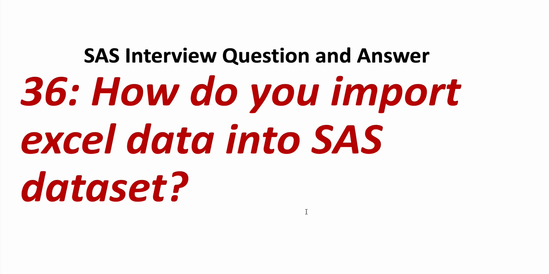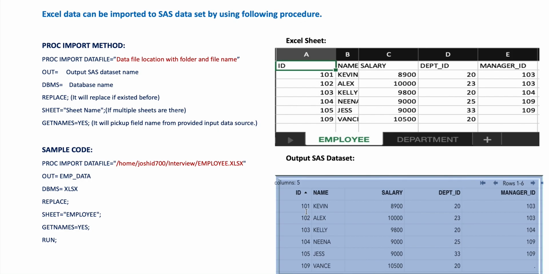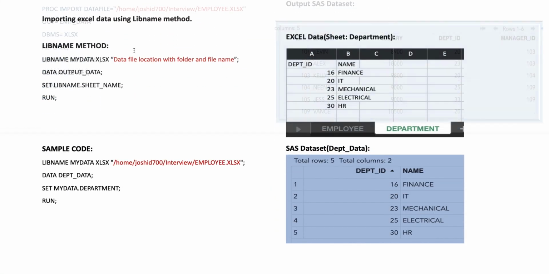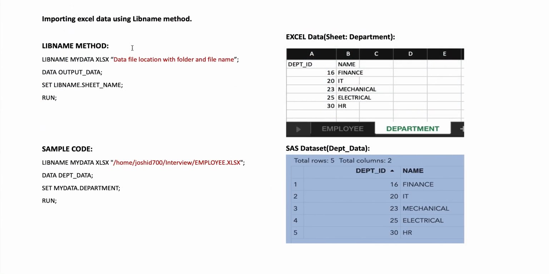SAS interview question and answer. Question number 36. How do you import Excel data into a SAS dataset? The question is asking how do you convert Excel data to a SAS dataset. Excel data can be imported to a SAS dataset by using the following procedures. There are two methods. The first method is called the proc import method and the second method is called the libname method.